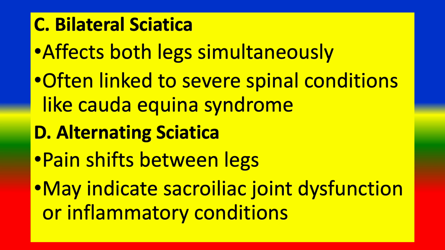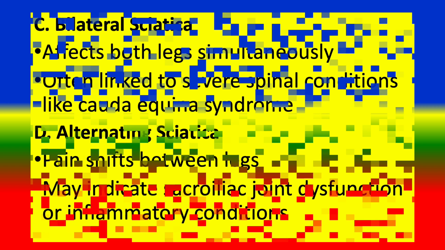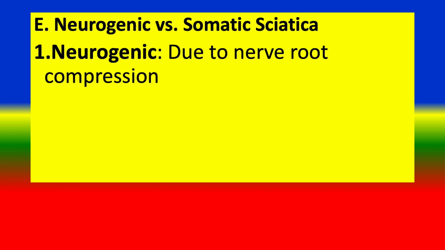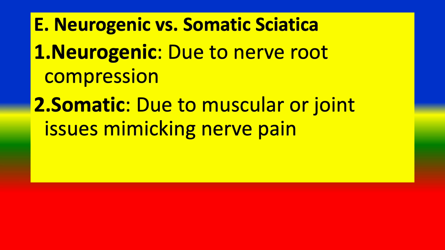D. Alternating sciatica. Pain shifts between legs. May indicate sacroiliac joint dysfunction or inflammatory conditions. E. Neurogenic versus somatic sciatica. 1. Neurogenic, due to nerve root compression. 2. Somatic, due to muscle or joint issues mimicking nerve pain.